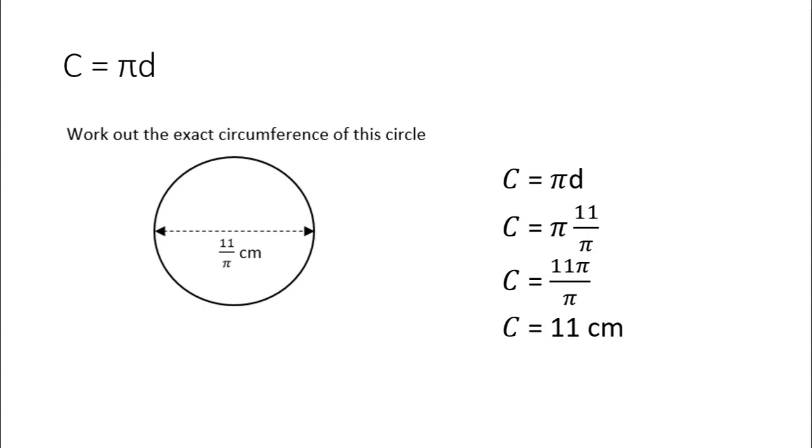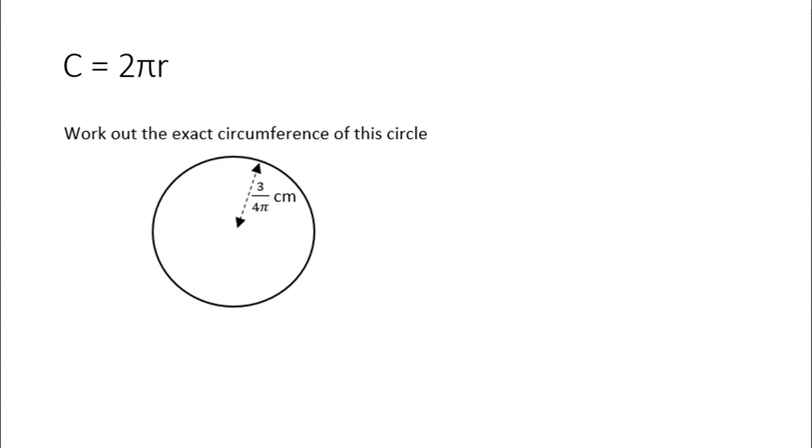No rounding needed. Here's another radius now given in terms of pi. So we're going to work out the exact circumference using the circumference formula that involves the radius, the one with the r in it. Circumference is equal to 2 pi r. If the radius is 3 over 4 pi, let's put that into our formula. Circumference is 2 times pi times 3 over 4 pi. And again, when you multiply a fraction by a whole number term, we only need to multiply the top of the fraction. So we're going to do 2 pi times the 3, but we'll leave that over 4 pi. So that's 6 pi over 4 pi.